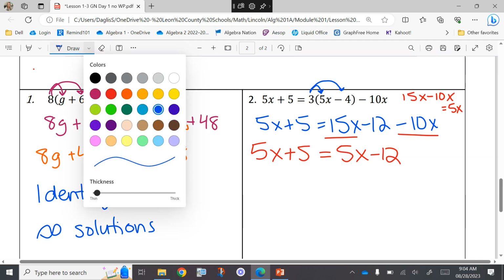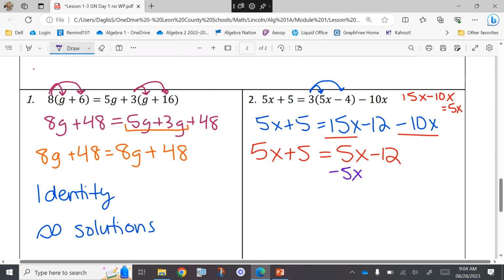Okay, subtract 5x from both sides. You're good at subtraction. What's 5 minus 5? 0. No, there's no more x's. I had 5 x's and they're gone. All the x's just disappeared.